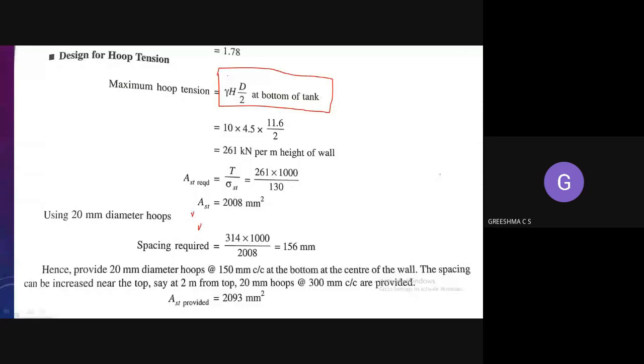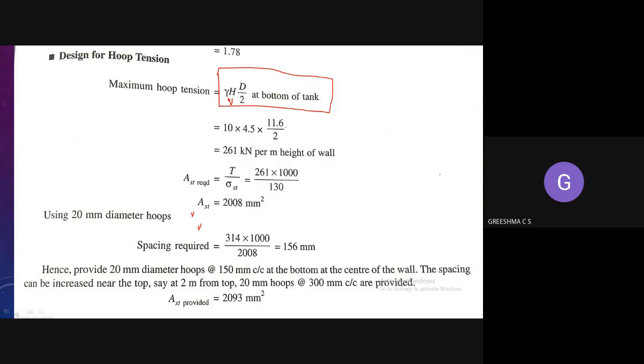Gamma is the unit weight of water. You can take it as 10. H is the height of the water, that is 4.5. D is the diameter of the water tank, that is 11.6. So you can substitute all the values, and you will get 261 kilonewton per meter height of the water.